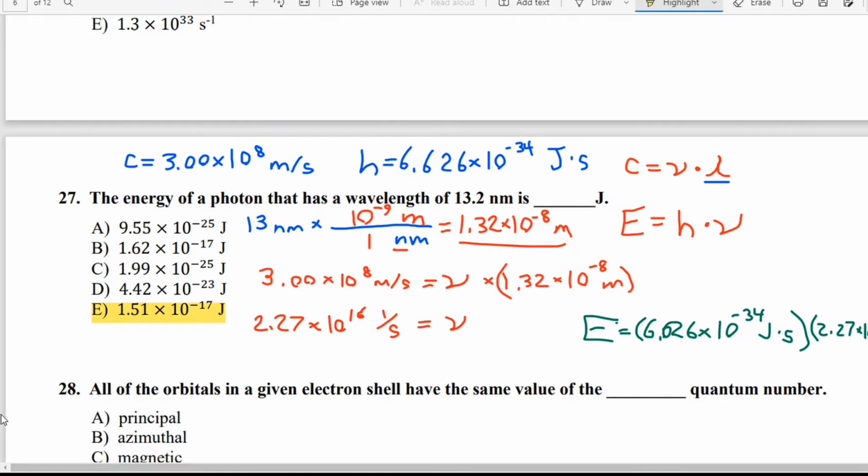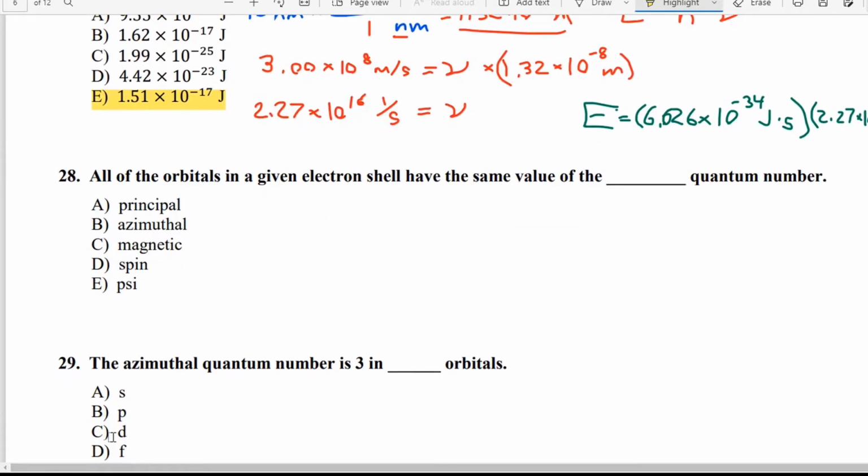Ooh, this is a fun one. 28. All of the orbitals in a given electron shell have the same value of the what quantum number? Principal. Very good. Principal quantum number. You're absolutely right.